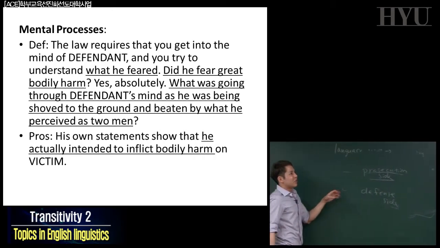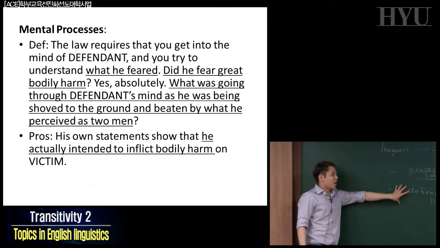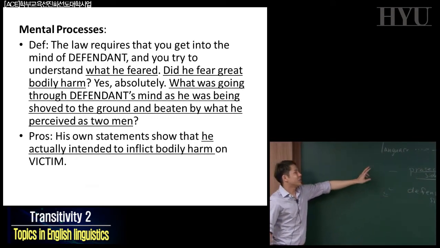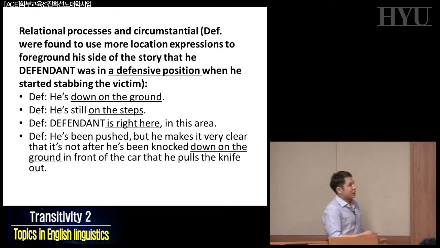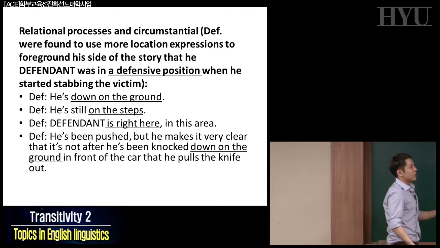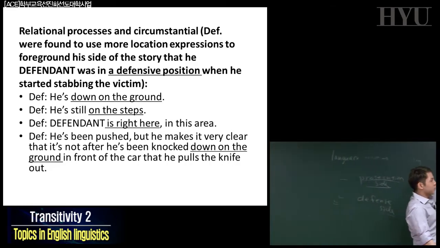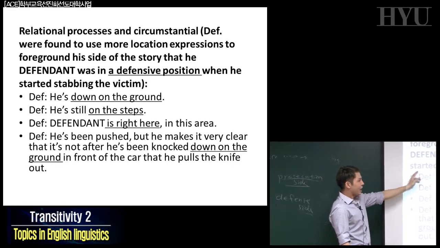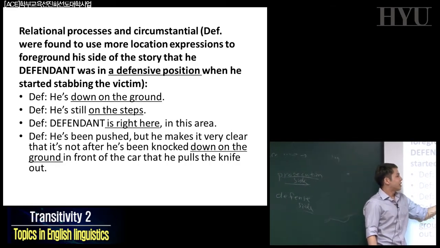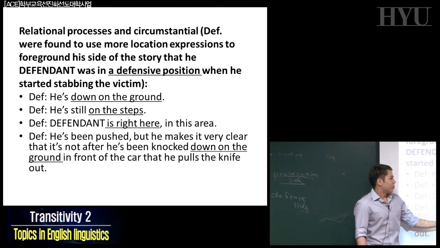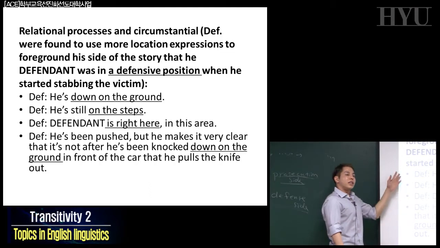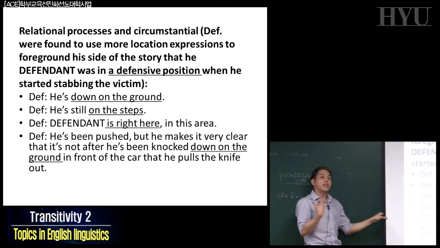So you can see the use of mental processes from the defense side, whereas you don't see that from the prosecution side. And finally, relational processes and circumstantial phrases from the defense side. He's down on the ground, he's still on the steps. Mr. X is right there in this area. He was knocked down on the ground. You see a lot of relational processes and circumstances.